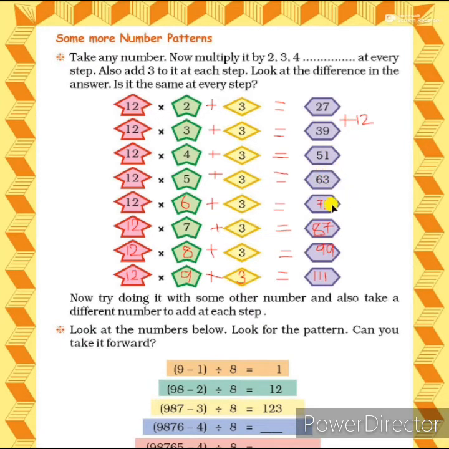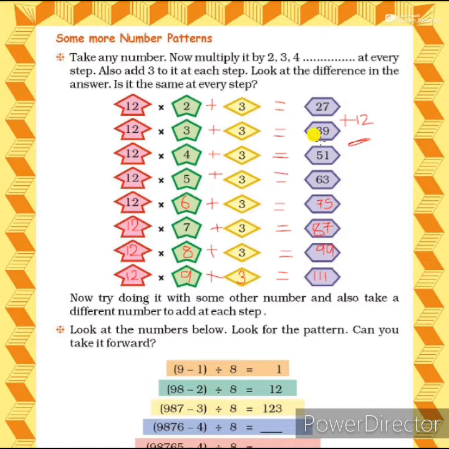63 plus 12 is 75. 75 plus 12 is 87. 87 plus 12 is 99. And 99 plus 12 is 111. That means in every step of this answer we find that 12 is increasing. Between two consecutive numbers the difference is 12. At every step we have taken the multiples of 12 and added 3; there is no change in the number we add. So every step we get the answer by increasing by 12. This is the pattern we can follow.